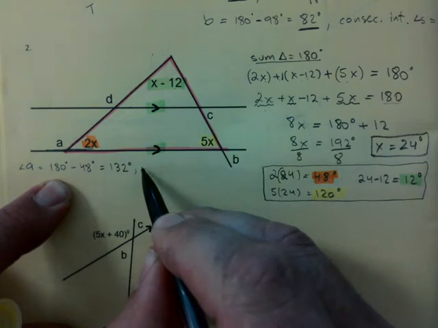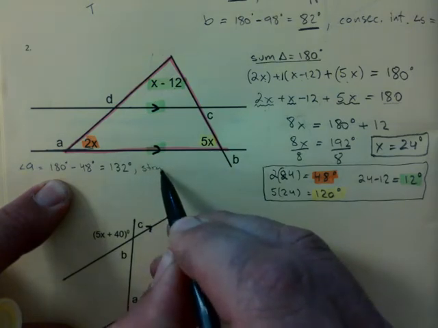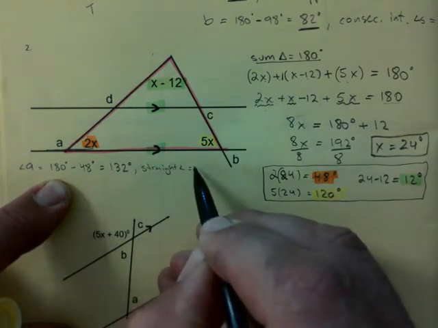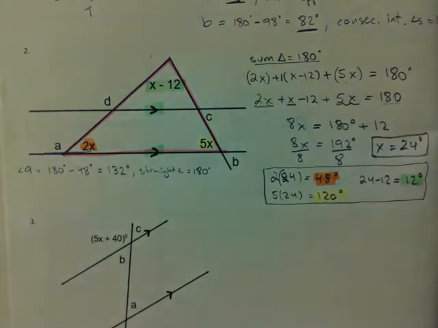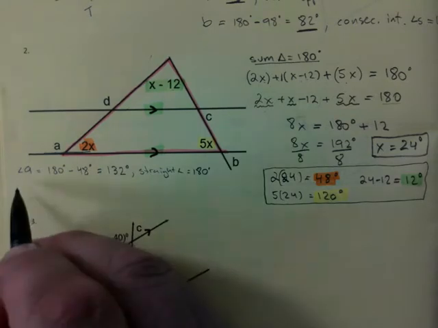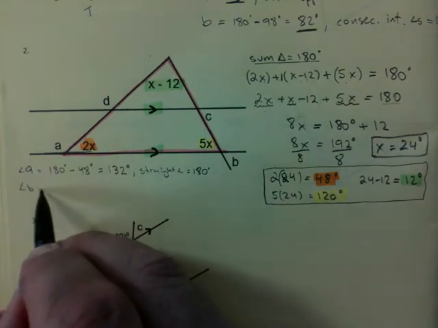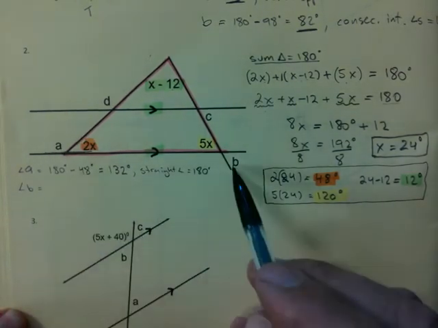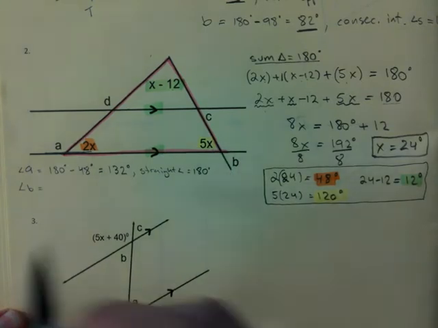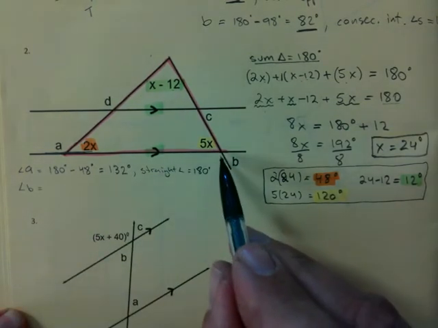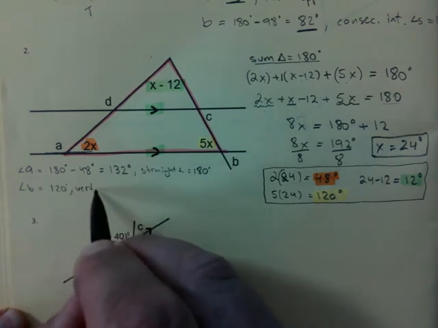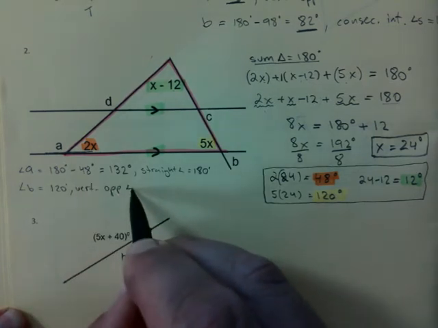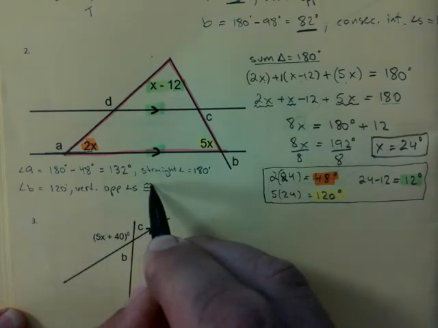And I will say that straight angles equal 180 degrees. I hope you can see that. It's a bit small, sorry. Angle B, whereas B here, I'm going to use vertically opposite there. So 5x is 120. So vertically opposite angles are congruent.